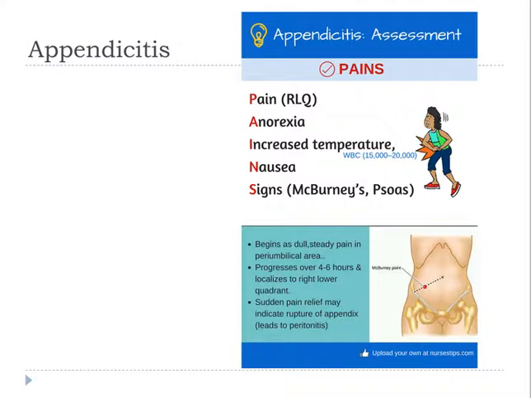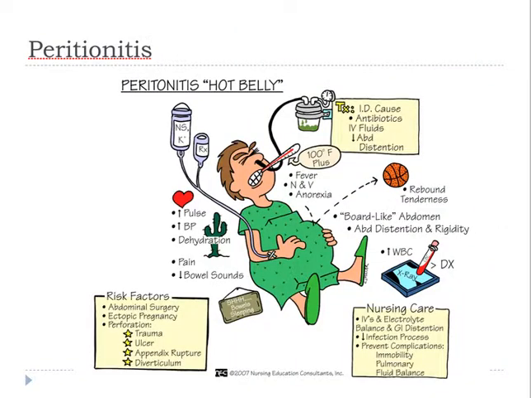Now, if they have this pain and all of a sudden it's completely better, that is a very bad sign. That could mean that their appendix has actually ruptured. The reason why we have that pain is because the appendix is swollen. If it ruptures, that swelling is immediately relieved, but the bad thing is all that infection that was in the appendicitis has now been released into the whole abdomen, and that can cause peritonitis. Which brings us to our next slide.